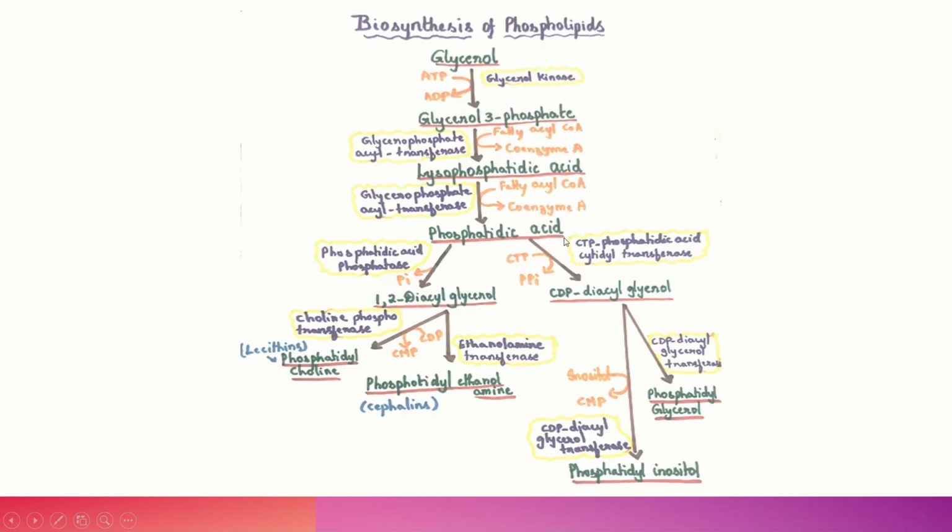And then here the phosphatidic acid can be converted to CDP diacylglycerol. This CDP diacylglycerol combines with one more molecule of CDP diacylglycerol, and phosphatidylglycerol is formed. So this CDP diacylglycerol forms phosphatidylglycerol. Then, CDP diacylglycerol combines with inositol and forms phosphatidylinositol.